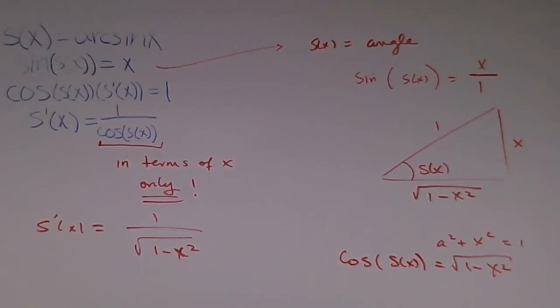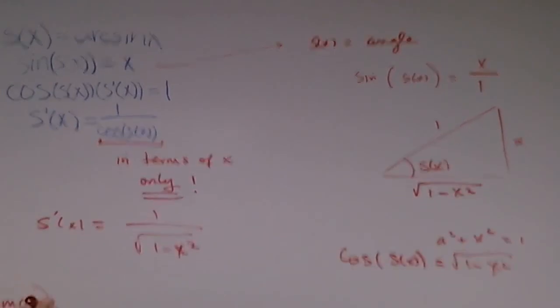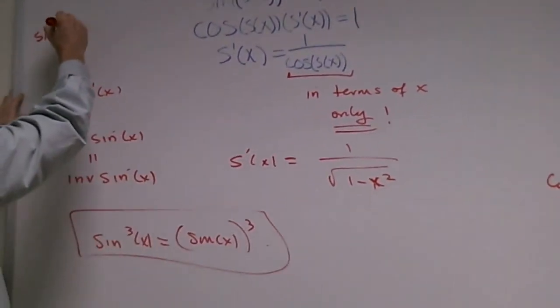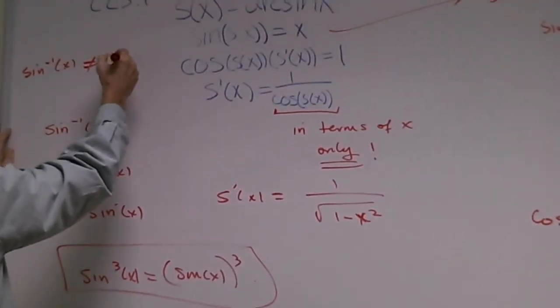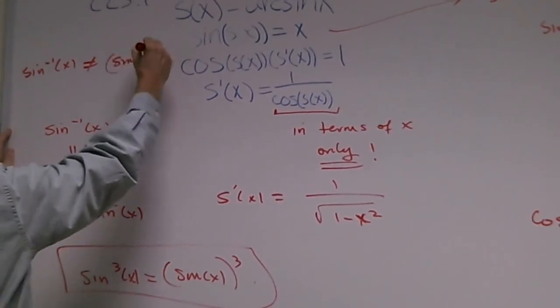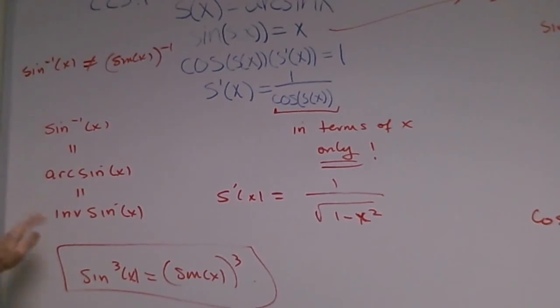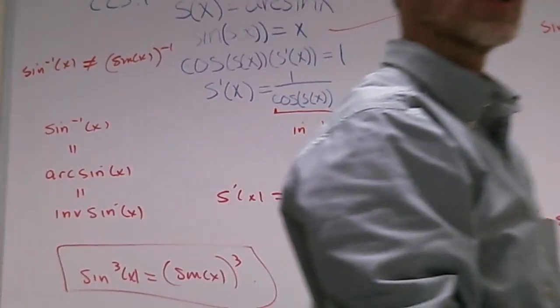Because this means the function that is the inverse of the sine function. And it's a horrible notation, because if we write sine cubed of x, we really do mean sine of x all cubed. But if we write sine negative 1 of x, we don't mean sine of x to the negative 1. We mean the inverse function. So I apologize for the years and years of mathematicians using horrible notation, but that's okay.